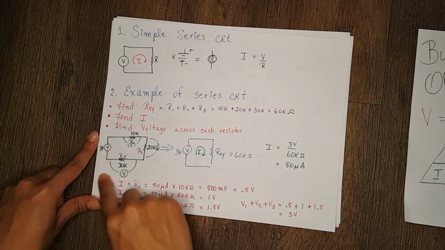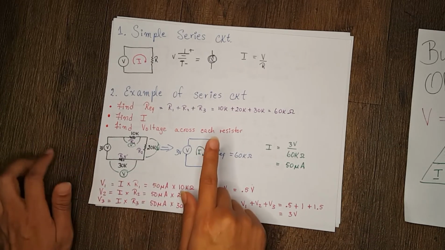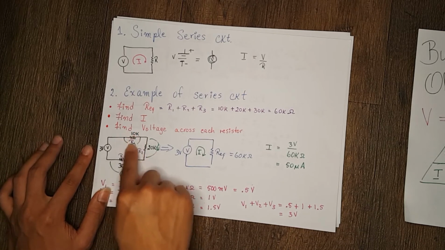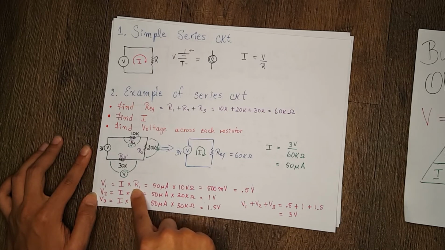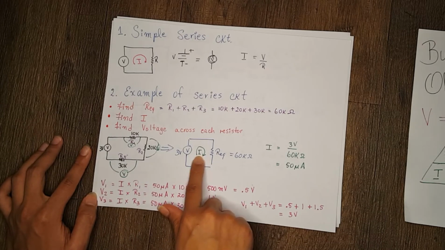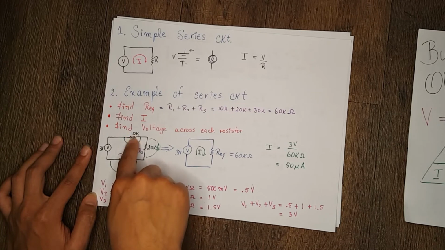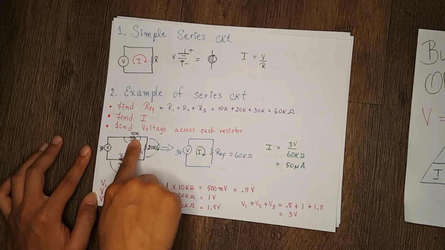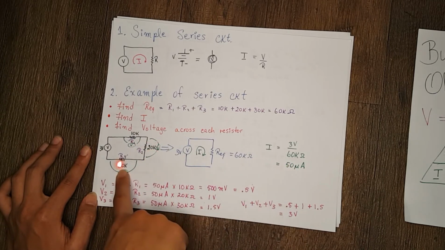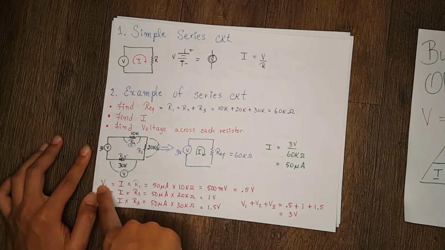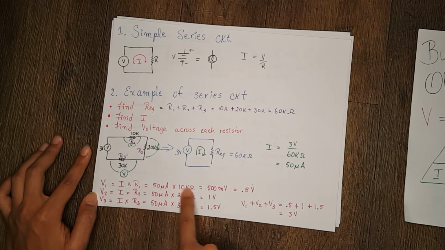So moving on to finding the voltage across each resistor. Now each resistor here, R1, R2, and R3, will have the same current. This is because they're connected in series. So this current that we just found, 50 microamps, will be the same for R1, for R2, and for R3. So now that we have current and we have resistance of each resistor, we can find the voltage across each resistor through voltage equals current times resistance.